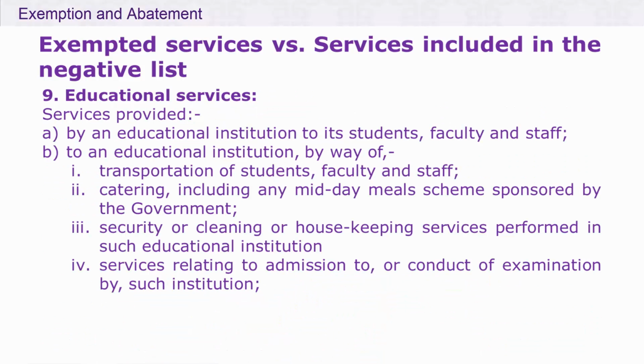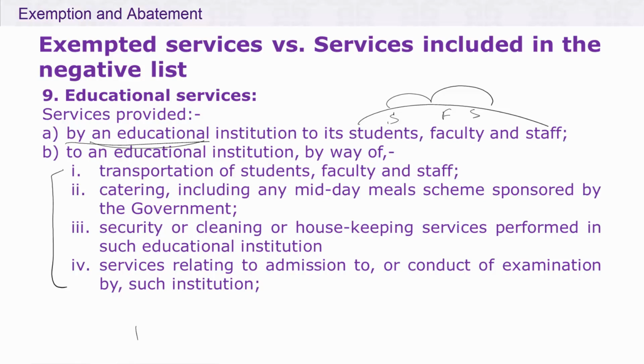And then 9, education services. This also I have discussed at length, just to give you an idea, a reminder. By an educational institution, SFS: students, faculty and staff. If the service provider is an educational institute, all services provided by them to these 3 categories are exempt, and if it is a receiver of service, only these are exempt.